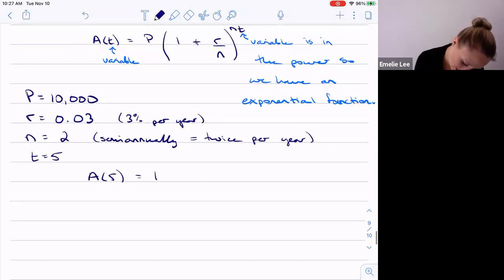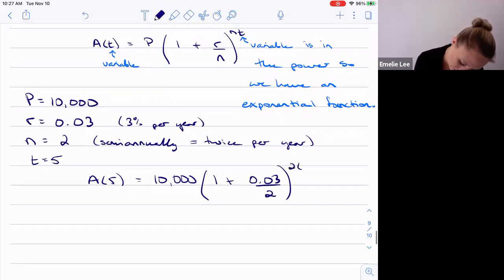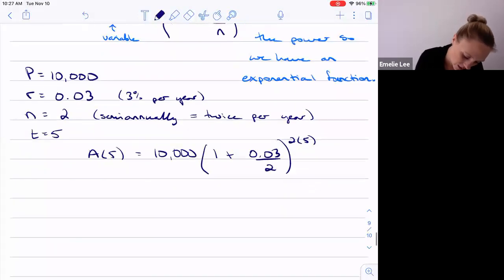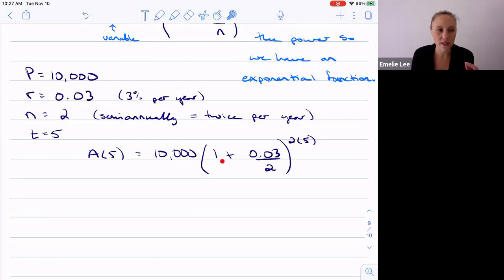A of 5 is 10,000 times 1 plus 0.03 divided by 2 to the power of 2 times 5. Just plugging in all these values into this equation here. And then I'm able to solve for the amount that I'll have after 5 years. You have to be careful because you want to solve 1 plus 0.03 divided by 2. So BEDMAS, right, brackets, and dealing inside the brackets, 0.03 divided by 2. Here we go. 0.03 divided by 2 is 0.015.